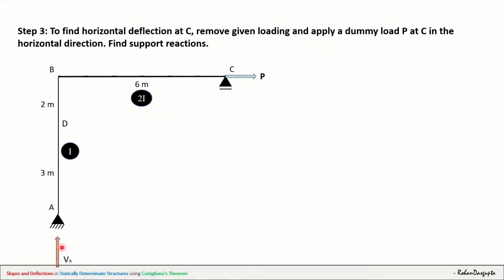Again, three reactions will be there: VA, HA, and VC. Again, the procedure remains the same, that is equations of equilibrium. Summation of Fx equals 0. If I take that, then I will have minus HA plus P equals 0. So from that, I'll get HA equals P. Next, summation of moment about A equals 0, clockwise positive.